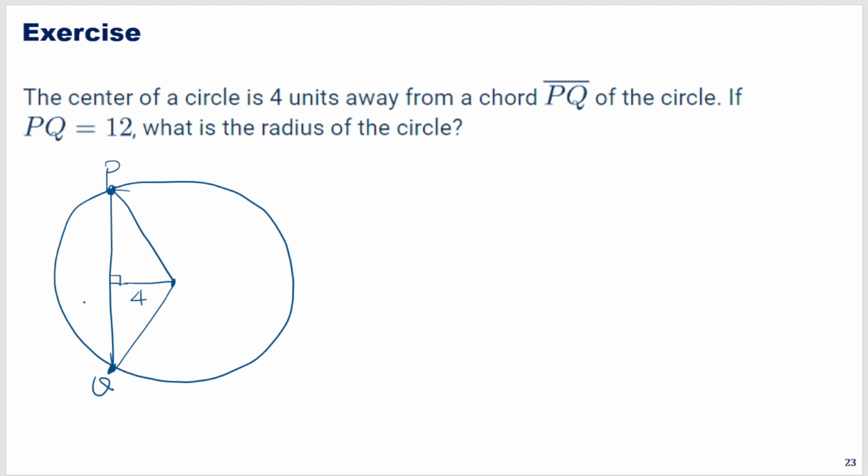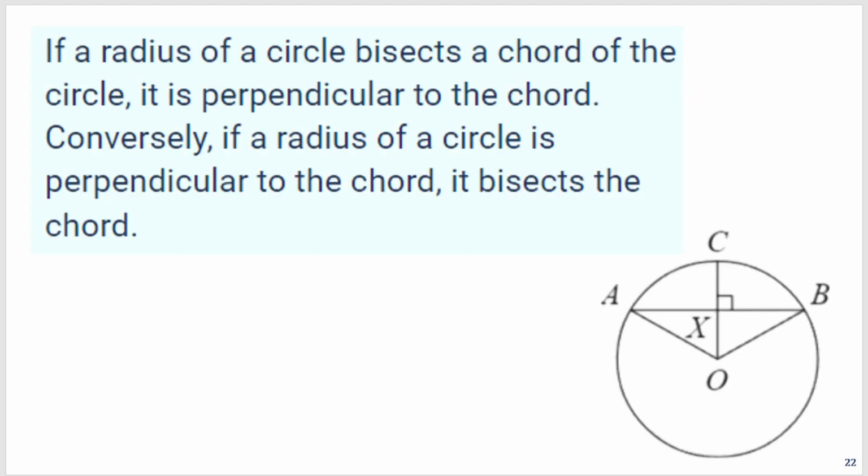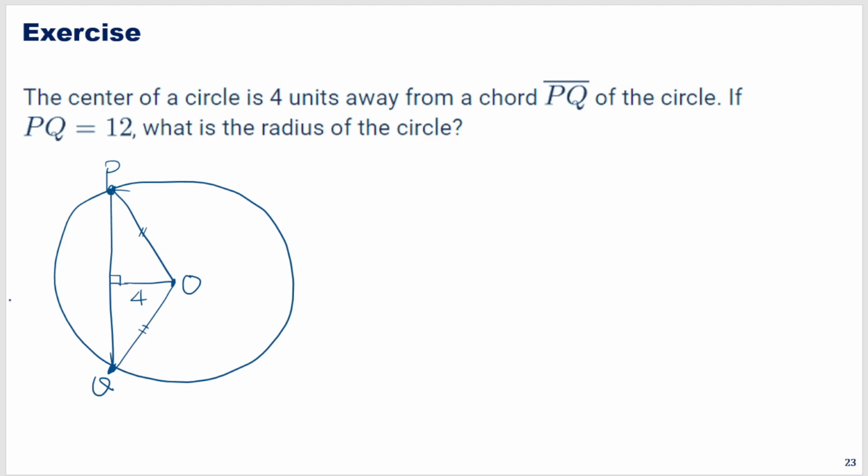So you want to find the radius, so probably we'll connect PO and OQ, right? You need to find OP or OQ. That's the radius of the circle. According to what we have learned previously, let's call this point M. When OM is perpendicular to a chord PQ, then we should immediately know this length equals this length, right? So if PQ is 12, this length is 6, this length is 6, right?